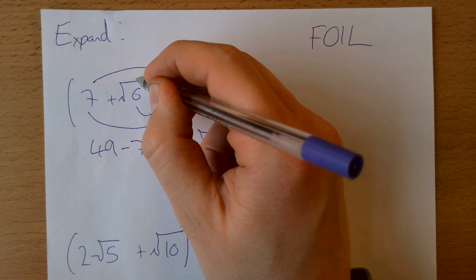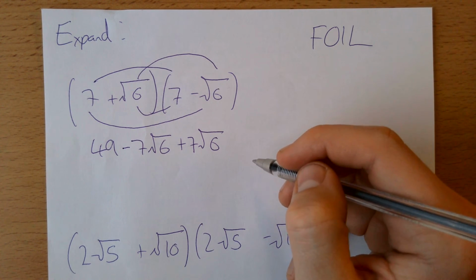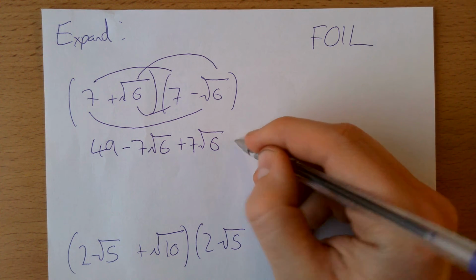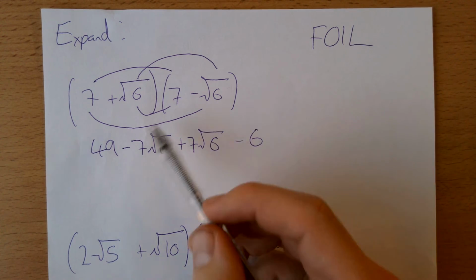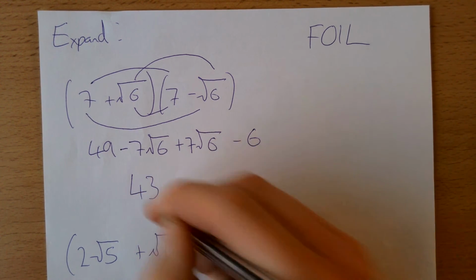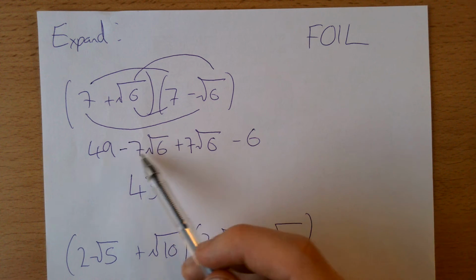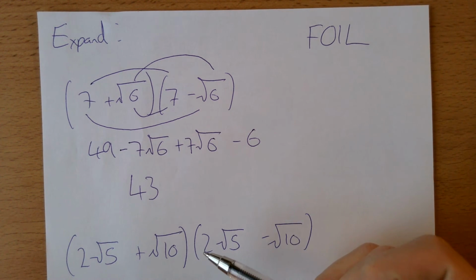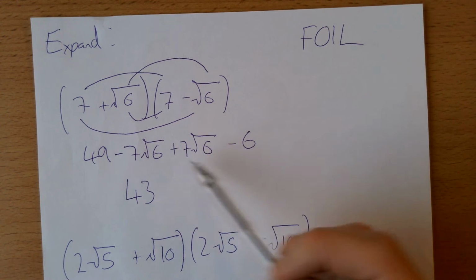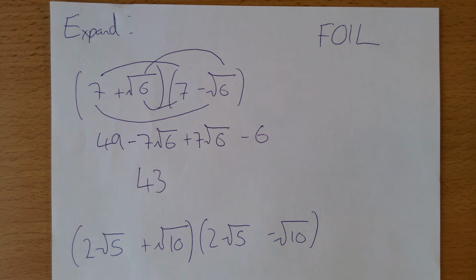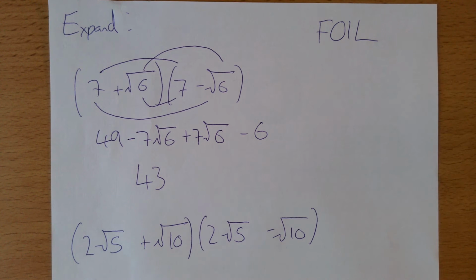And last, root 6 times minus root 6. Well, root 6 times root 6 is 6, so root 6 times minus root 6 is minus 6. When we simplify this, 49 minus 6 is 43. And then I've got minus 7 root 6 plus 7 root 6, which is just 0 root 6, or 0. So when I expand and simplify that, it just simplifies to 43.